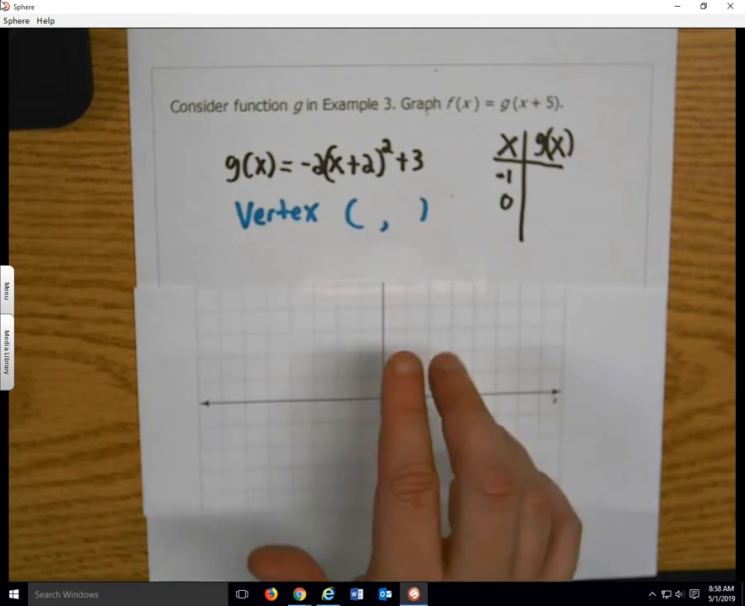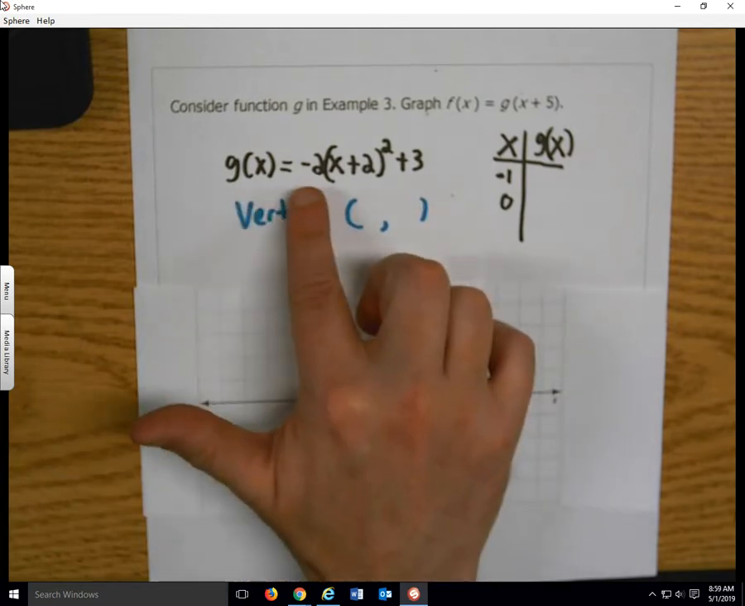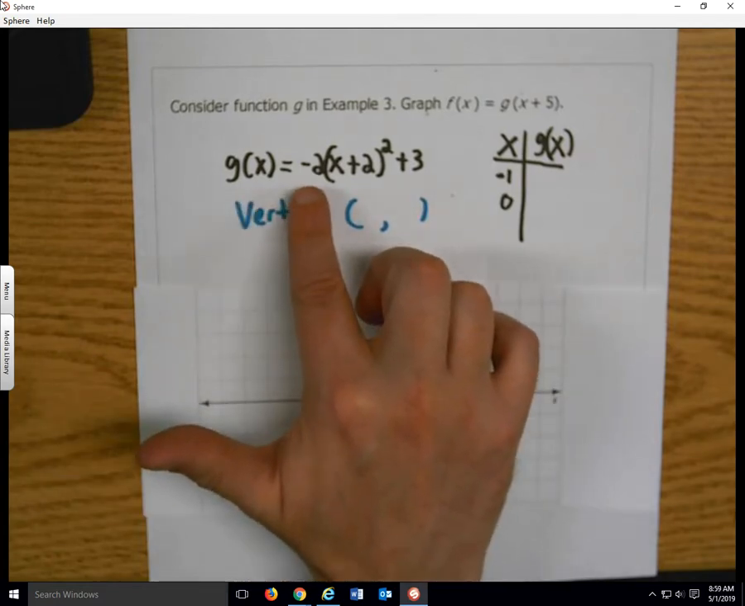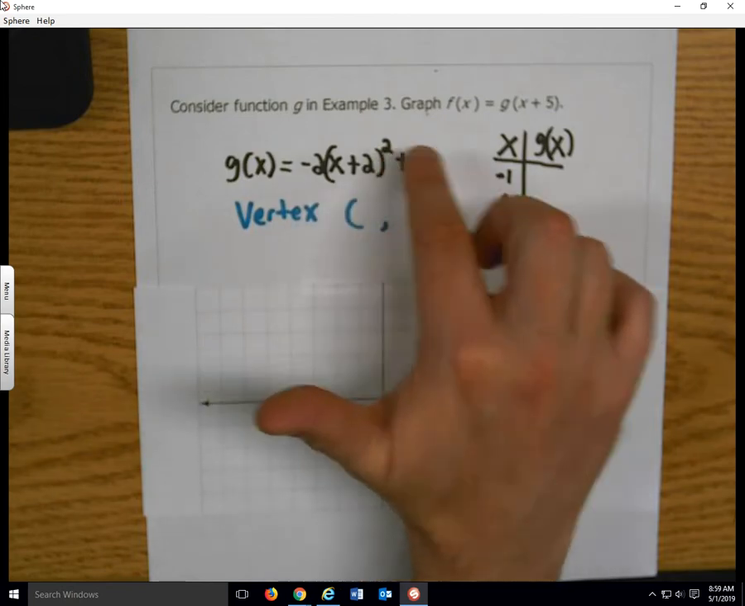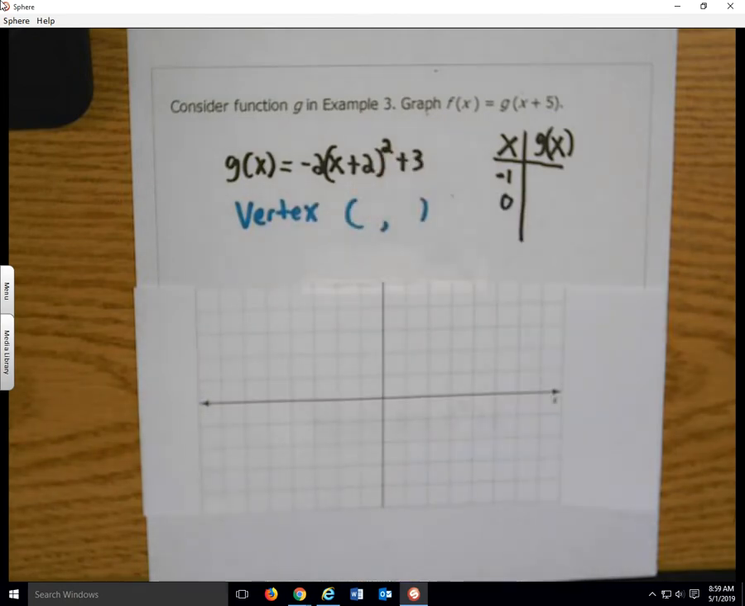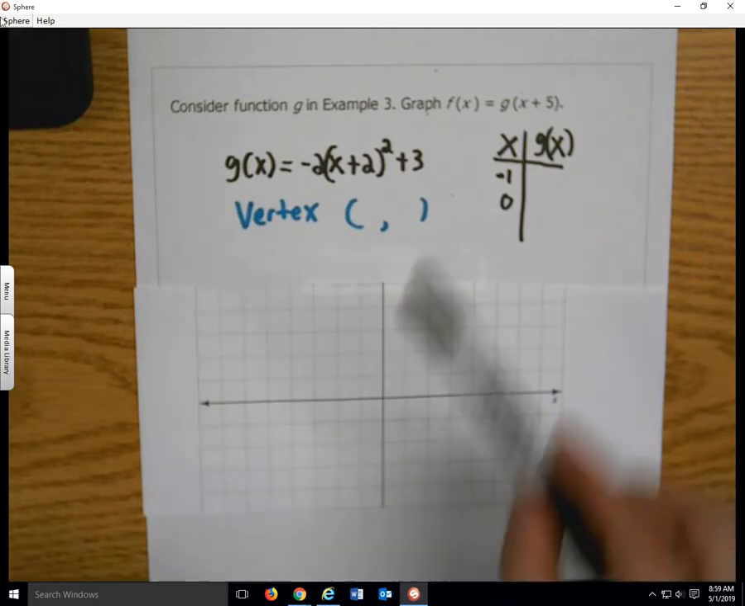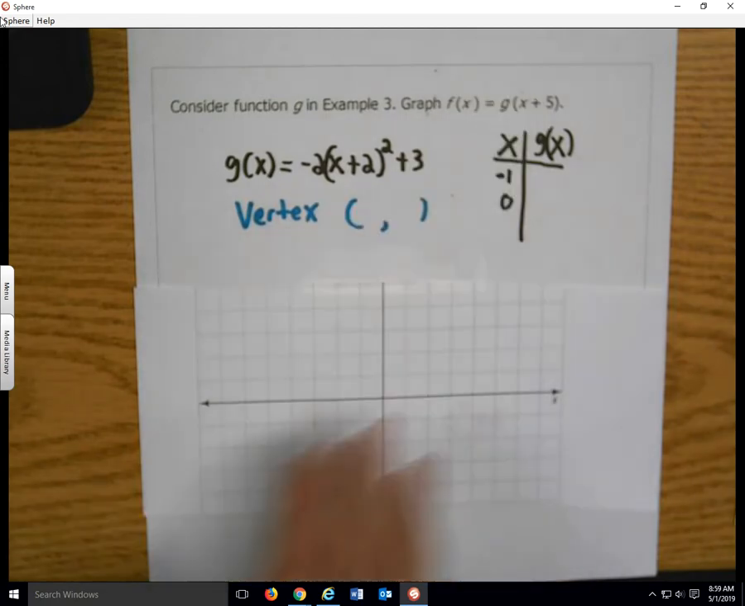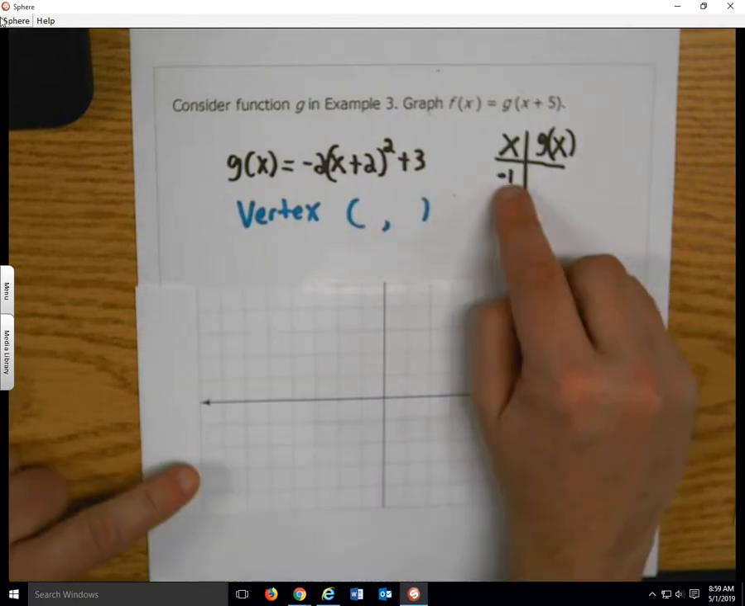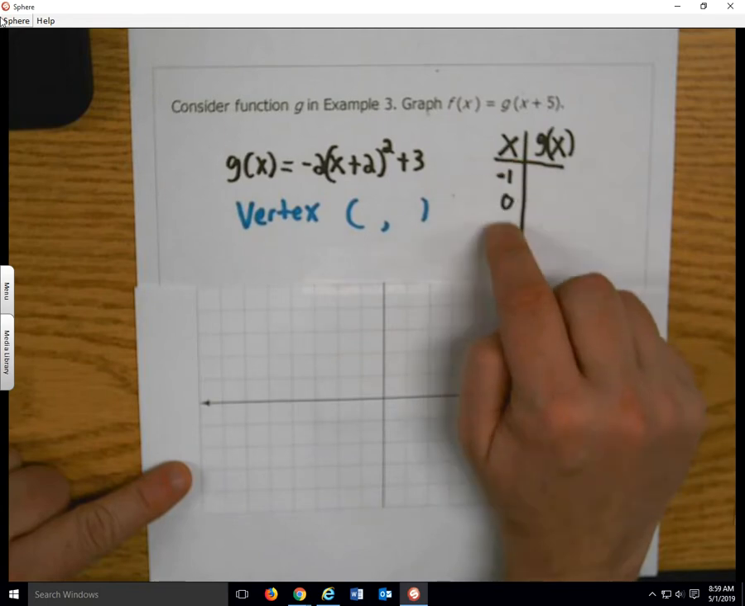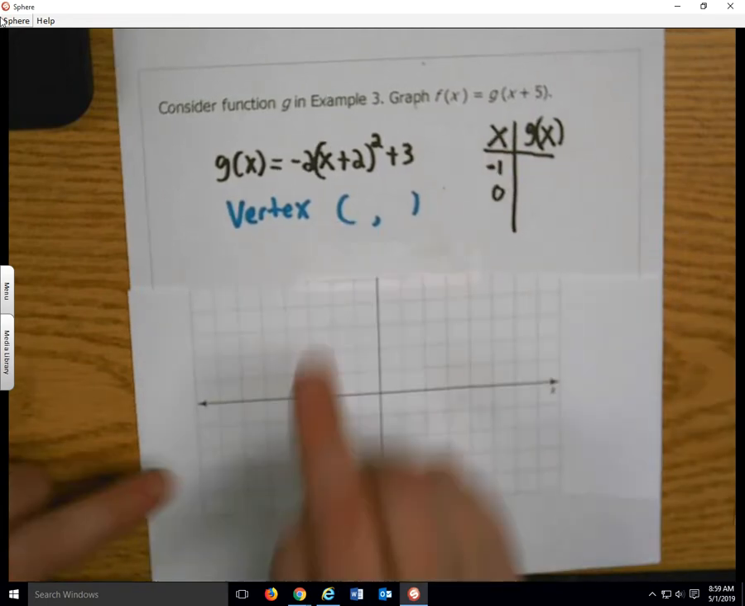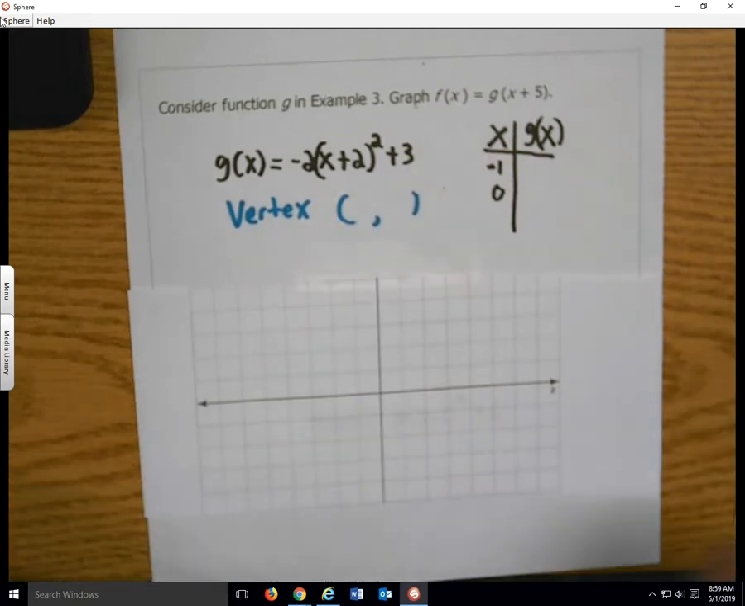So let's consider this g of x equals negative 2 times the quantity of x plus 2 squared plus 3. And I'll just quickly go over these steps. We can even do a lot of it mentally, just because I want to show you more about the transforming than how to work this out. So I already made a table and I've already chosen some numbers. We have to find the vertex, so let's review that real quick. How do we find the vertex?